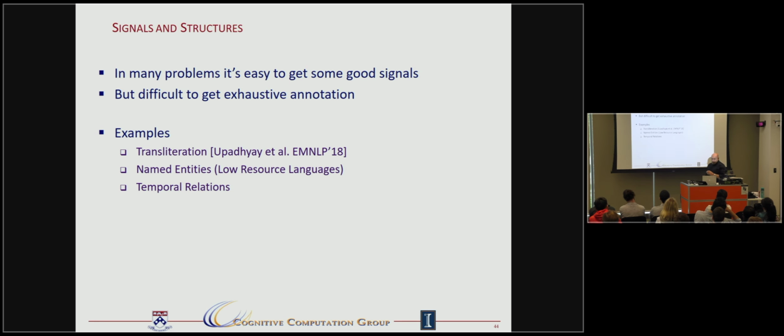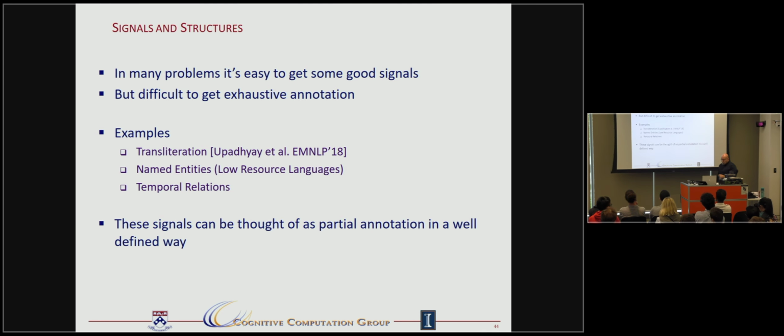So again, the bottom line is that in many cases, it's easy to get some good signals, difficult to get exhaustive annotation, and we want to be able to ask the question of how can we use it, and how can we study this in a more principled way. And we've done this in many cases, recently in transliteration, where our learners are neural networks, but we impose constraints. We used it in the context of named entities, temporal relations, and a few others. So the bottom line is that these weak signals can be thought of as partial annotation in a well-defined way.